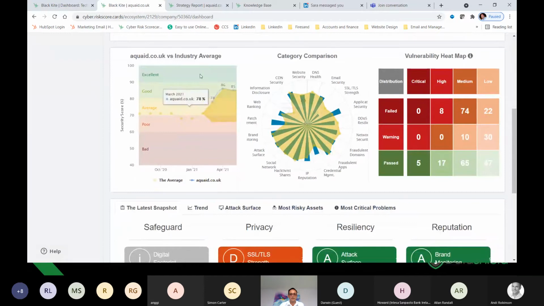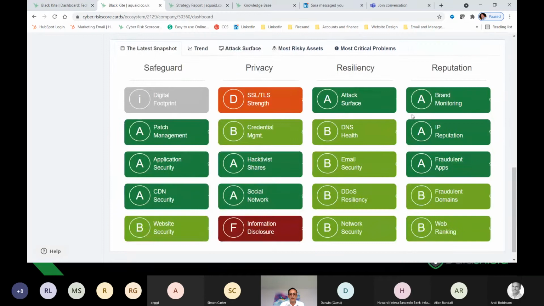What we can see here is, because we know the industry, you can start to look at how that organization fares against its industry peers. So you can see they're actually quite high. They're in the very good section. You can also see the spider category of where they fit, the heat map for that company, and then you can start to look at the individual elements that we're monitoring.